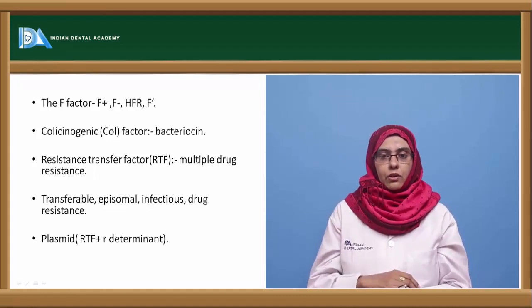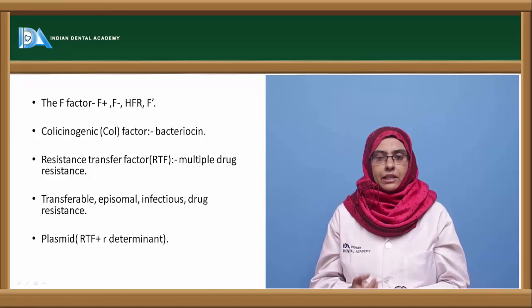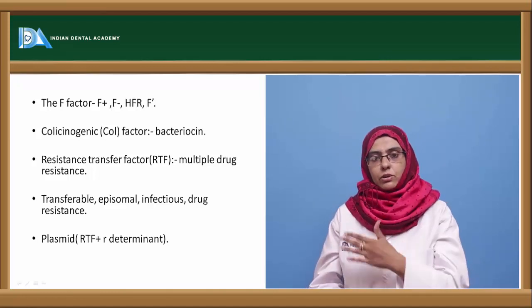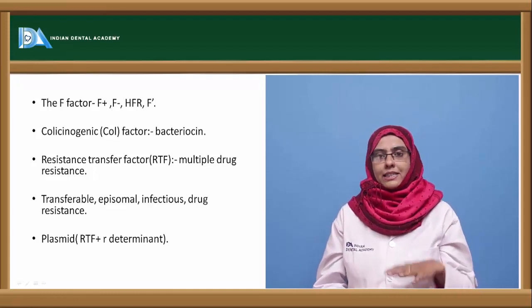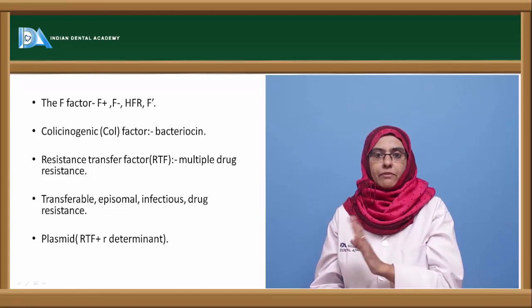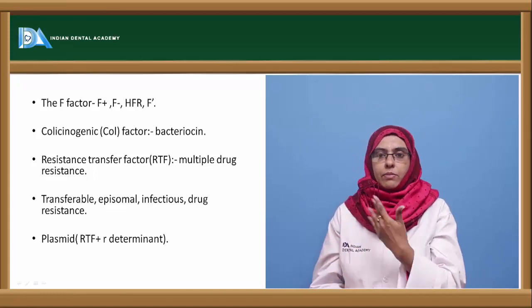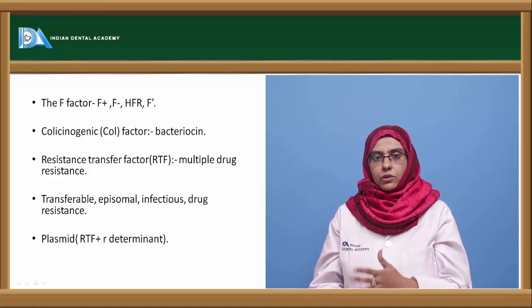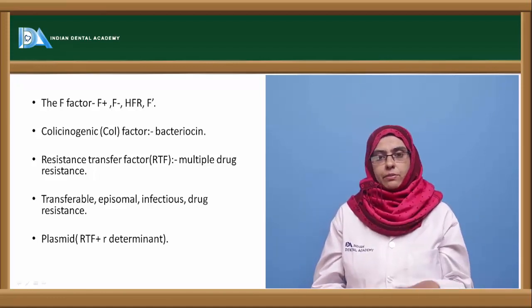Now the HFR strain also has the ability to produce a sex pilus and transfer the genetic information. But complete transfer of the bacterial chromosome will not take place. So it is called sexduction, and incomplete transfer does not lead to the F minus strain getting converted to F plus or HFR strain. F minus will always remain F minus only, because complete transfer of genetic information is not taking place.